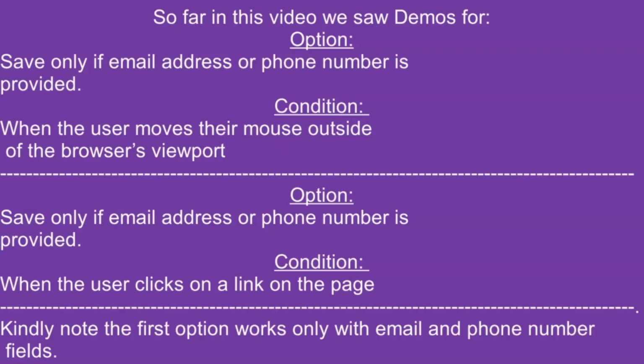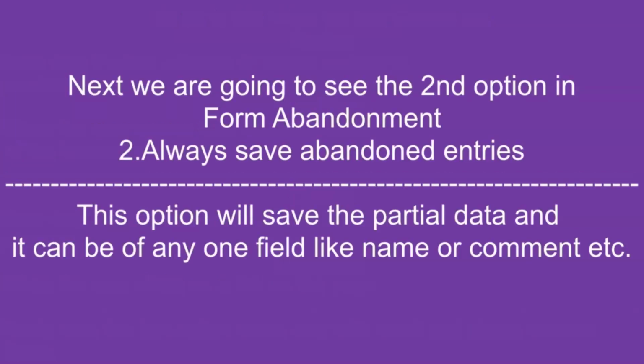Now we have seen demo for the first option in form abandonment with two conditions. Kindly note the first option works only with email and phone number fields. Next we are going to see the second option in form abandonment. The second option is always save abandoned entries. This option will save the partial data and it can be of any one field like name or comment, etc.